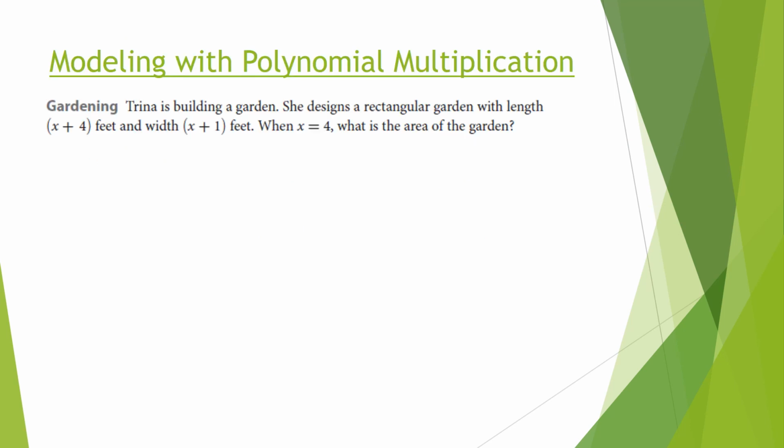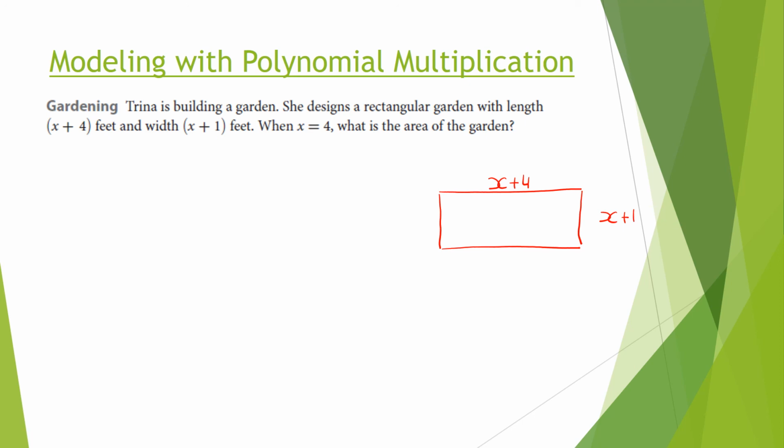Modeling with polynomial multiplication. So here, Trina is building a garden. She designed a rectangular garden with length x plus 4 feet and width x plus 1 feet. So I have a rectangular garden, length x plus 4 and width x plus 1. When x equals 4, what is the area of the rectangle?